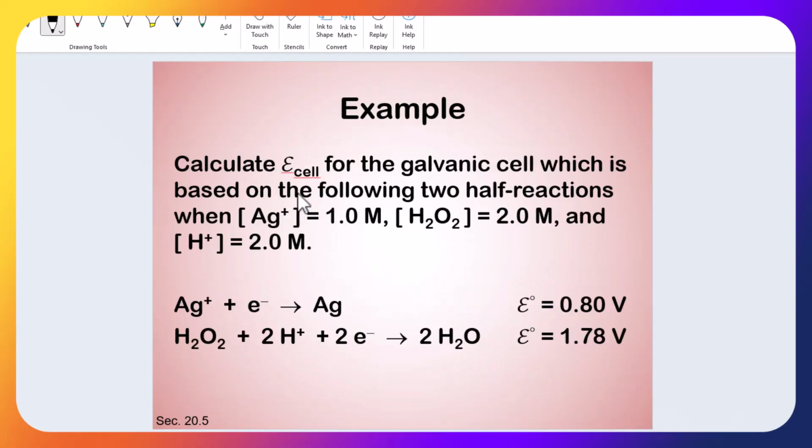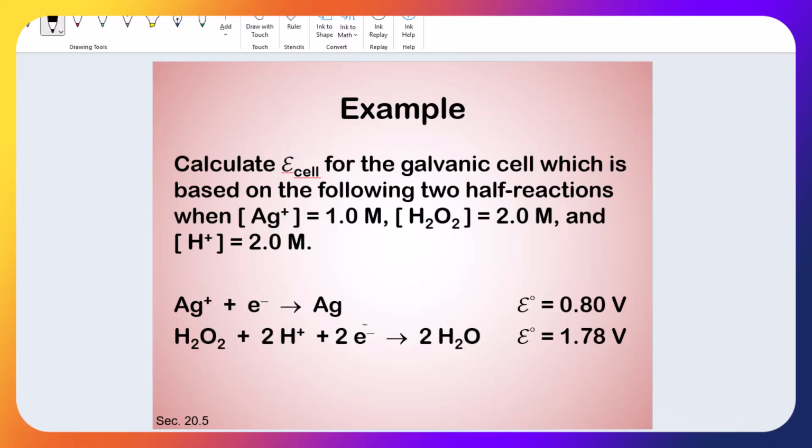Okay, let's go ahead and work a problem. Calculate E of the cell for the galvanic cell which is based on the following two half reactions, when silver ion is 1 molar, hydrogen peroxide is 2 molar, and hydrogen ion is 2 molar.